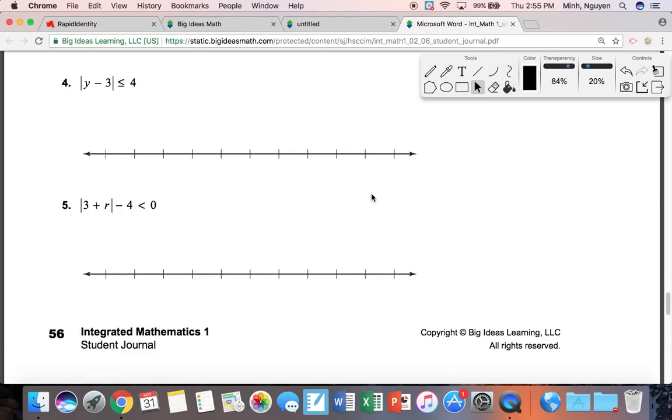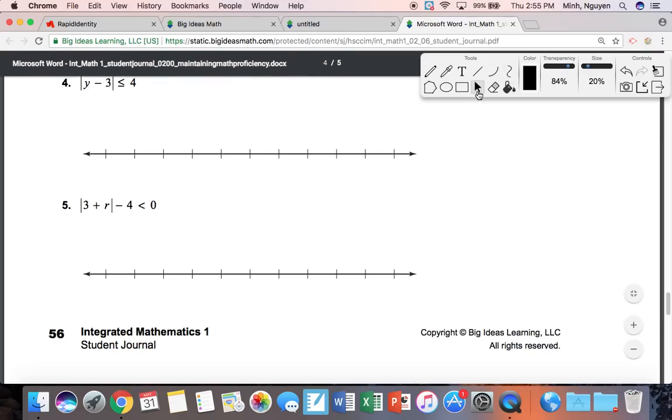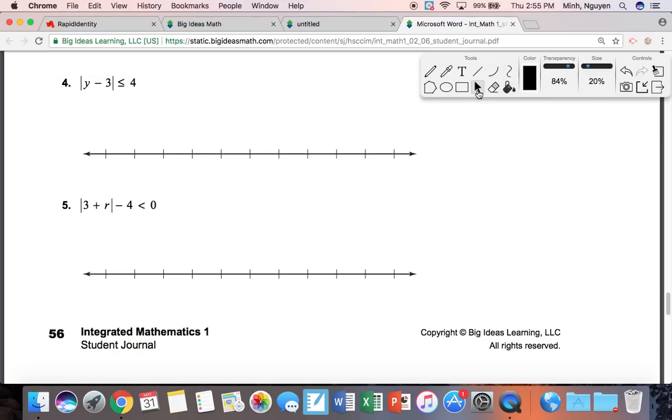At first take, I would say that, oh, less than 0, well, less than 0 is a negative number. We don't have to worry about that because absolute values will never be negative. There are no solutions. But before you think about that, you have to simplify this, or you have to get the absolute value expression by itself. So I'm going to add 4 on both sides.